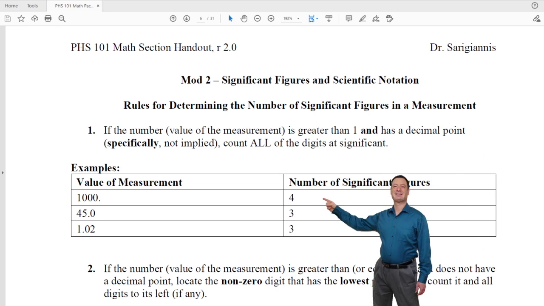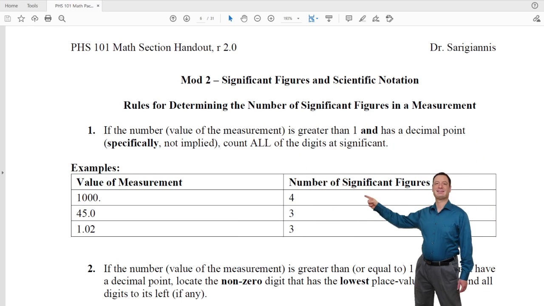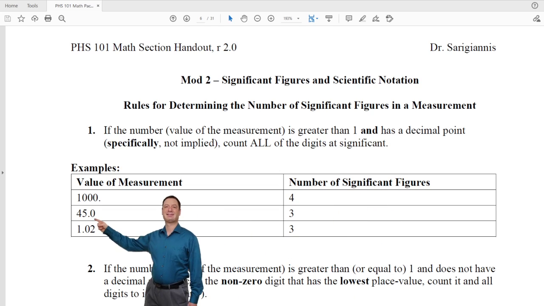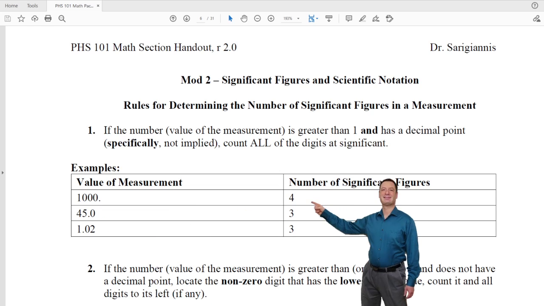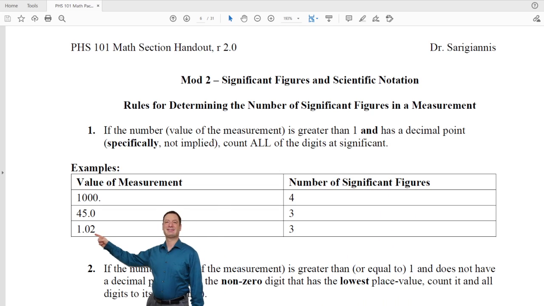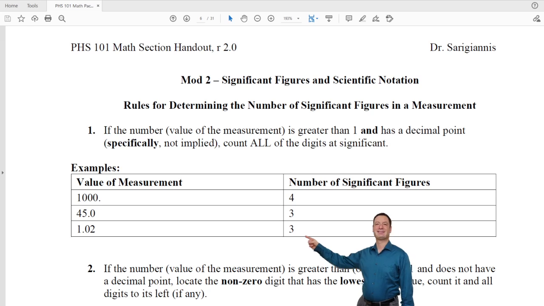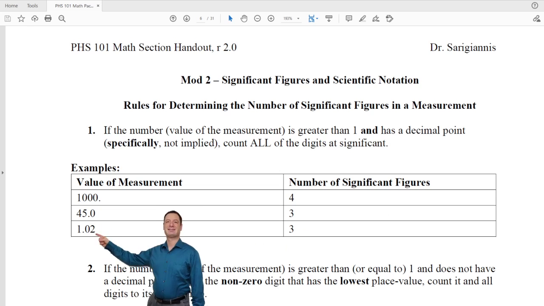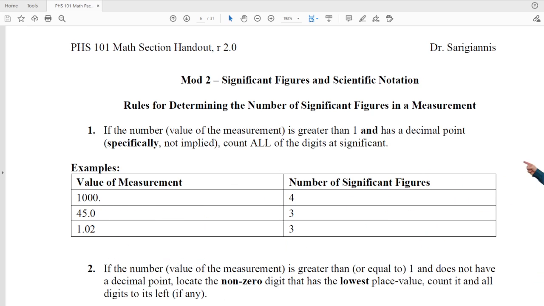So the rule here is if the number is greater than 1 and has a decimal point, count all the digits as significant. So here we've got 4. Here we've got 45.0. There's really no reason for this 0 to be here unless it's significant. So this is 3 significant figures. And then here we've got 1.02. So this is also 3 significant figures. You're reporting out to this last decimal place, this is significant. You want to convey that information.